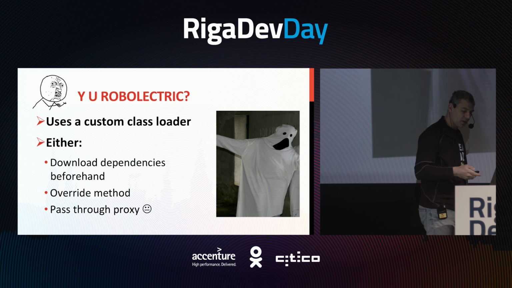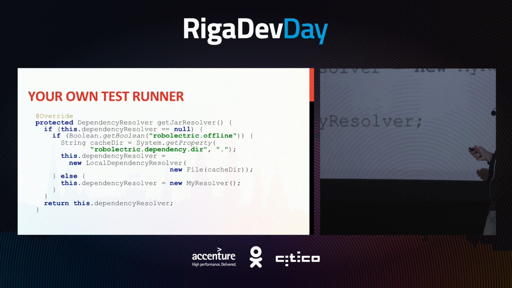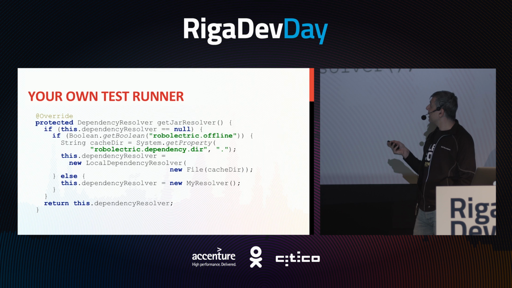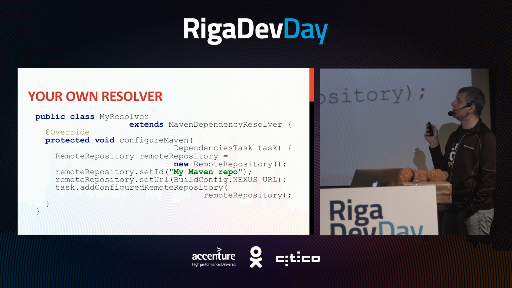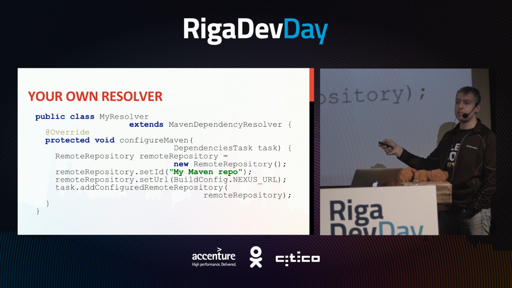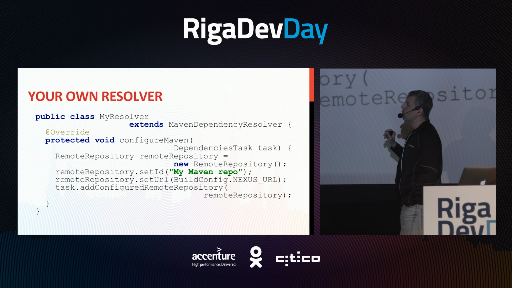Or I thought, hey, come on, guys, I'm a developer. I will override the method. And very easily, I override the method. Now I create a new MyResolver, and this is quite sneaky. I extend the Maven dependency resolver, and I can even reuse the URL that is set in my build file, in my build.gradle, sorry. So like 20 lines of code, 20 minutes, and like 2 weeks to find the solution.